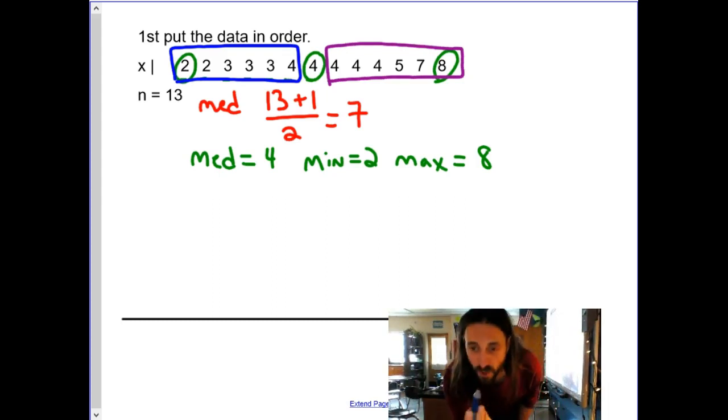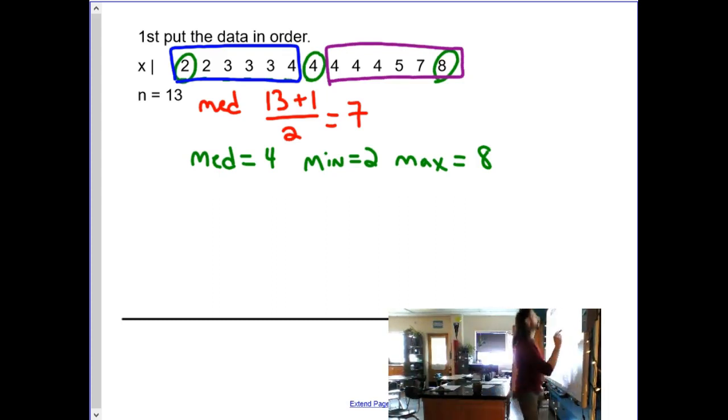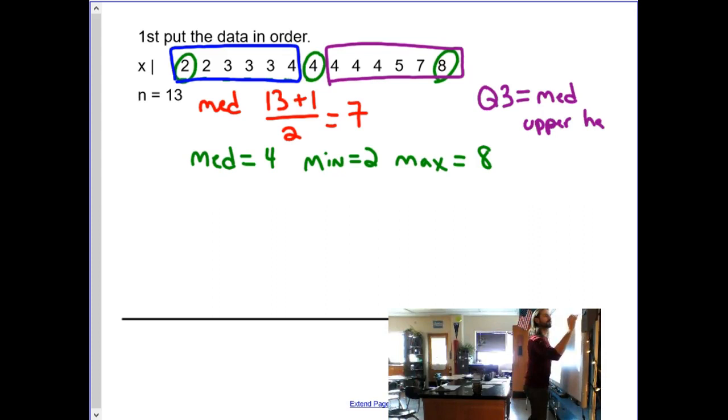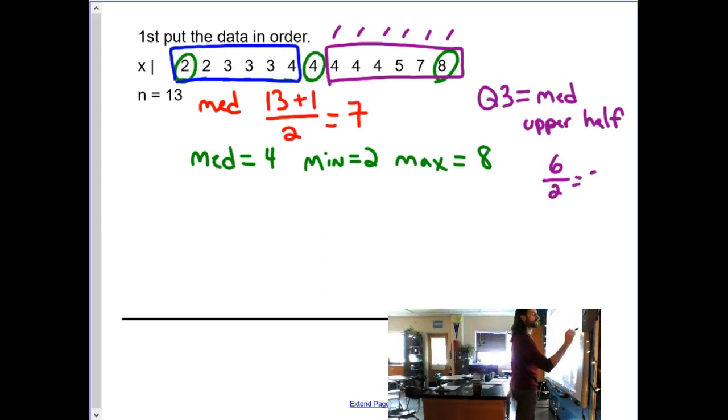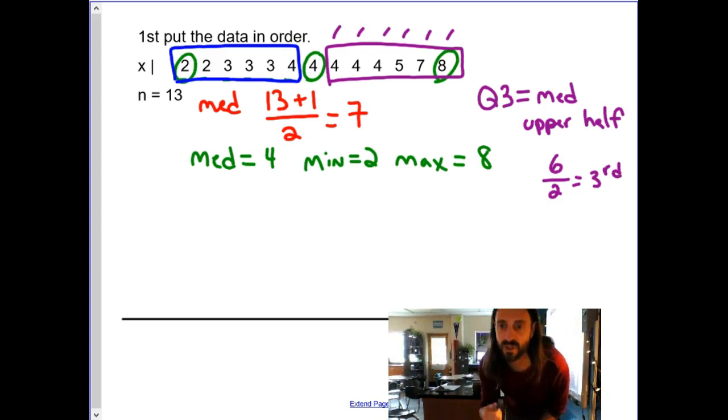Now, since I already have the purple marker, let's just start with the upper half. Quartile 3 is the median of the upper half. Okay, well, this one's actually pretty easy to do. How many numbers do I have? I've got 1, 2, 3, 4, 5, 6. All right, so I've got 6 divided by 2. It's the third number. So wait a minute, that doesn't make sense. Oh, I have to average the 2 middle numbers.